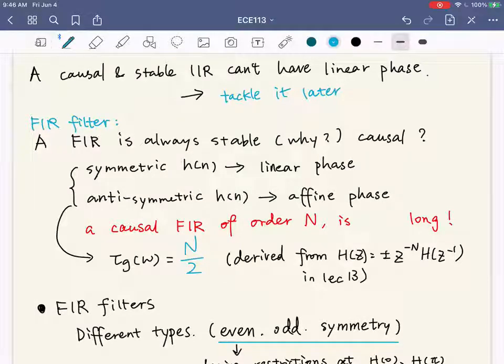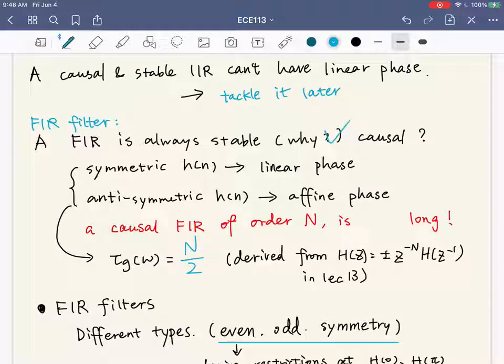Cool, exactly. So when we talk about stability, we have to think about the unit circle, right? Whether or not it converges, okay? And for FIR, it is finite. The h of n is finite, so the h of z will be a finite sum, okay? In this case, it always converges.